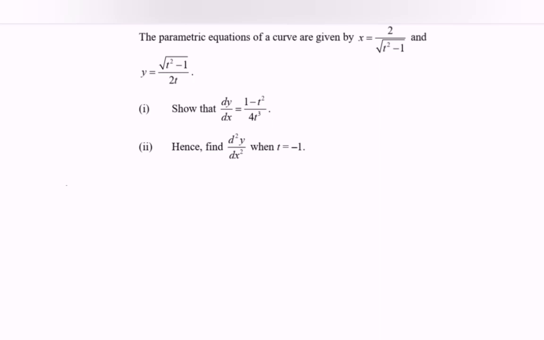Hello everyone, in this video I'm going to discuss the example for differentiation. The parametric equation of a curve is given by x equals 2(t squared minus 1)^(-1/2), and y equals the square root of t squared minus 1, that is (t squared minus 1)^(1/2), over 2t. The question asks us to show that dy/dx equals the expression given.